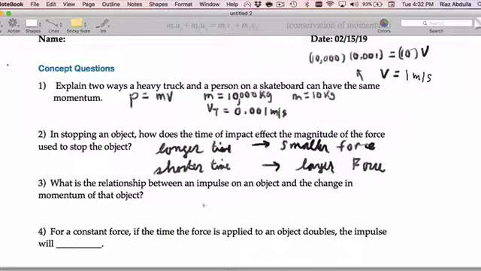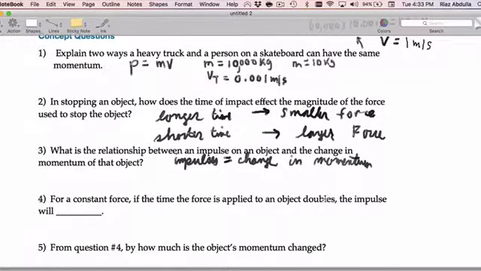Okay, now, the relationship between an impulse and an object and the change in that momentum, well, impulse causes the change. So impulse actually equals the change in momentum. So number-wise, in problems, they're the same. Another way to think of it is that impulse is the cause and change in momentum is the effect.